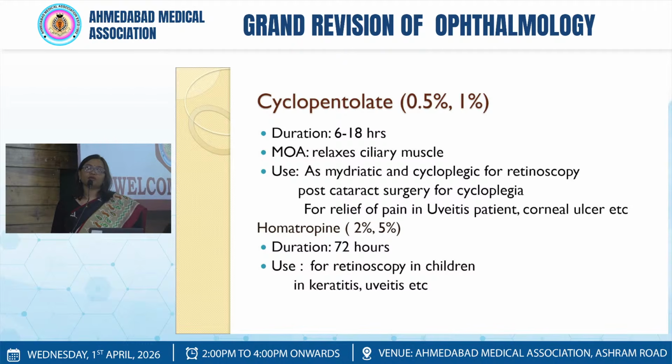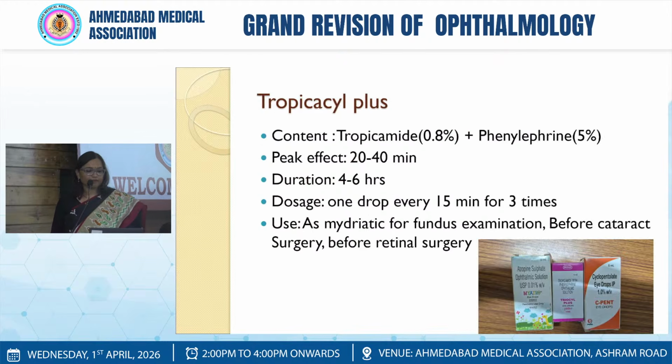The other common use is following cataract surgery, where you want pain relief as well as a cycloplegic action. And for relief of pain in uveitic patients and corneal ulcer, more commonly when there is a corneal epithelial defect, we usually use cyclopentolate in these types of patients. The third one is tropicamide, or the tropicamide and phenylephrine combination.